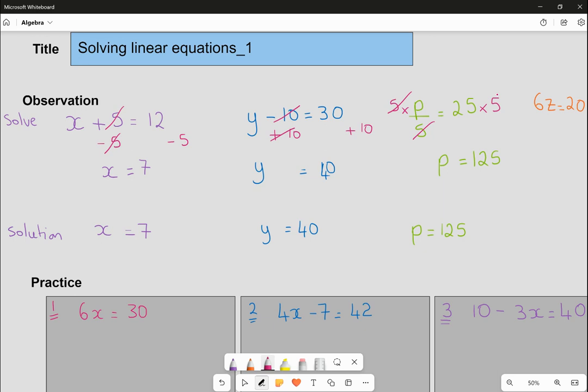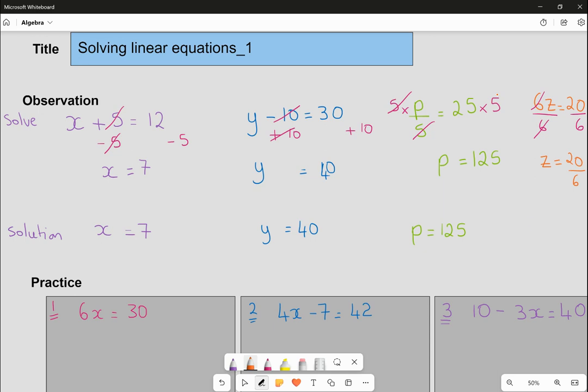So that number, we divide both sides by 6. The 6 and the 6 cancel down to 1, and we're left with z, and 20 divided by 6. Now we can simplify this. This is an improper fraction, so we can write it as a mixed number.